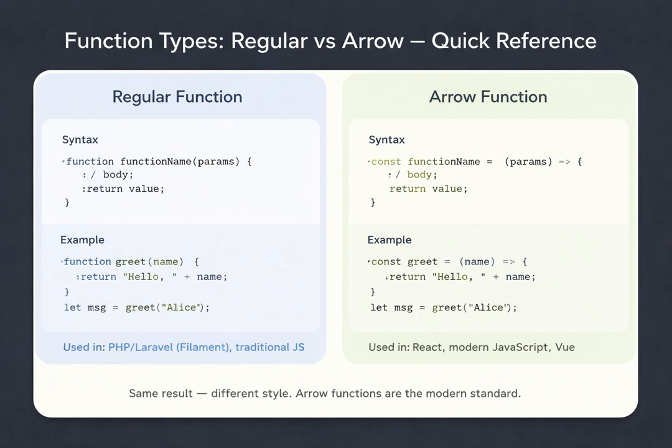Both produce identical results in most cases. The choice between them often comes down to the context and the framework you're working in. As you move into more advanced JavaScript and front-end frameworks, you'll naturally gravitate toward arrow functions. But understanding regular functions is essential because you'll encounter them constantly in existing codebases and back-end environments.